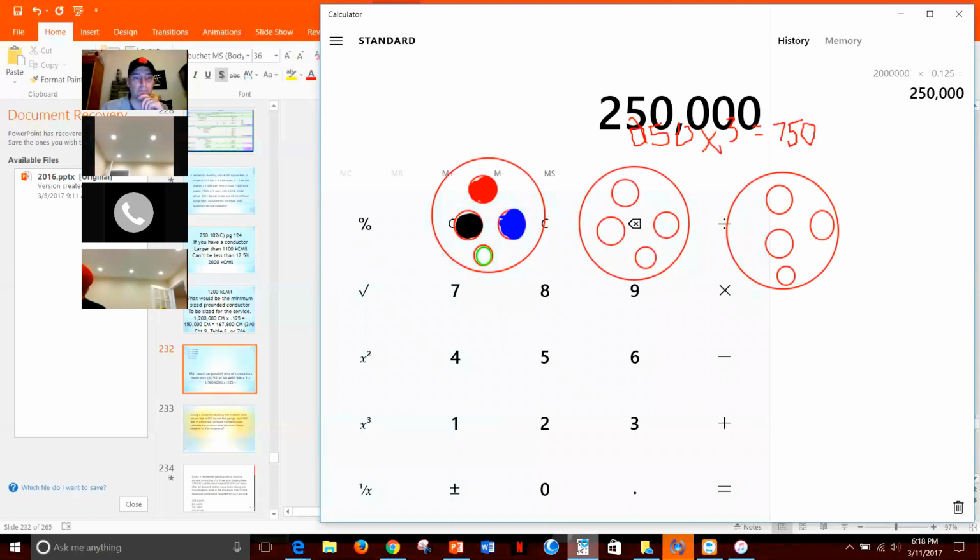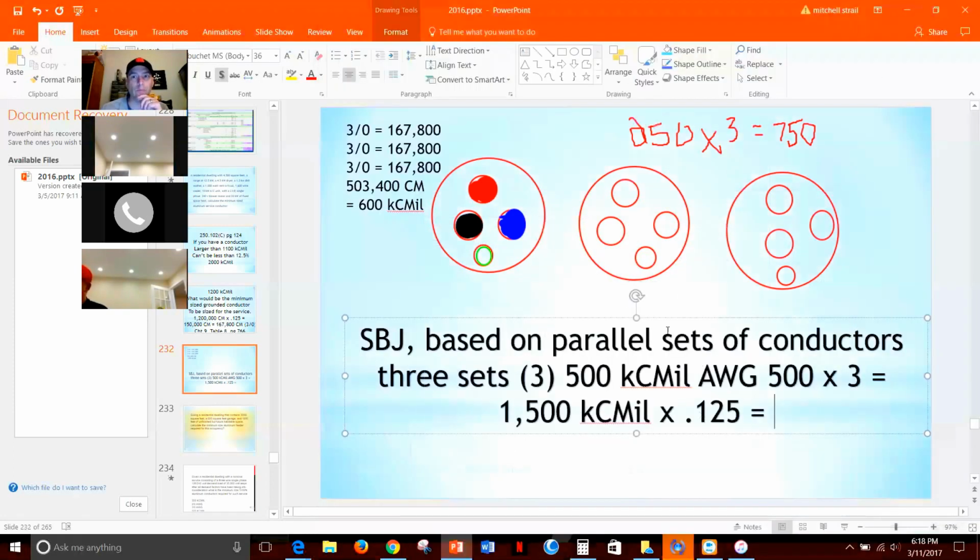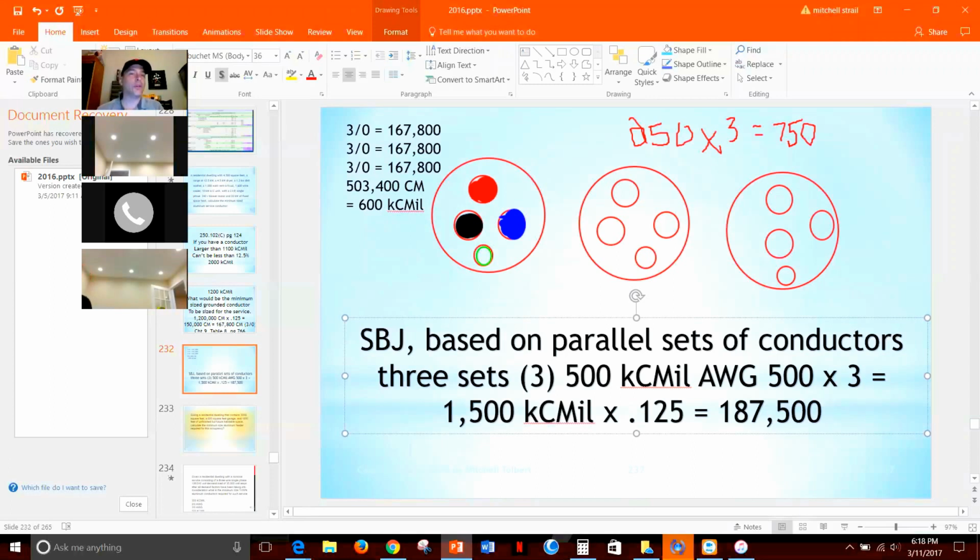So we'd have 1,500,000 times 0.125. 187,500 would be our size. Right. And then I would go back to the table, and that's going to have to be a 4/0 because 3/0 is just 167.